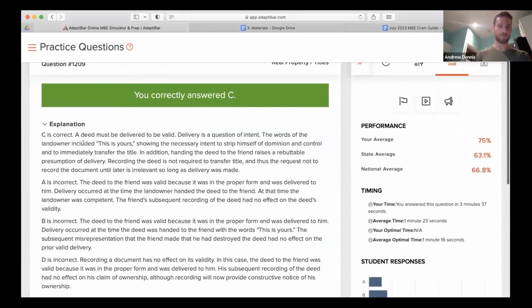Deed must be delivered to be valid. Delivery is a question of intent. The words of the landowner, this is yours, show necessary intent, strip himself of dominion and control. I like that. And immediately transfer the title. In addition, handing the deed to the friend raises a rebuttable presumption of delivery. Recording the deed is not required to transfer title, and thus the request not to record the document until later is irrelevant.